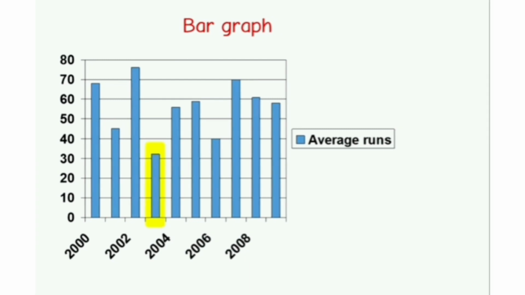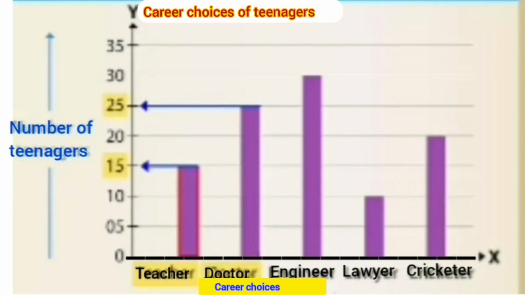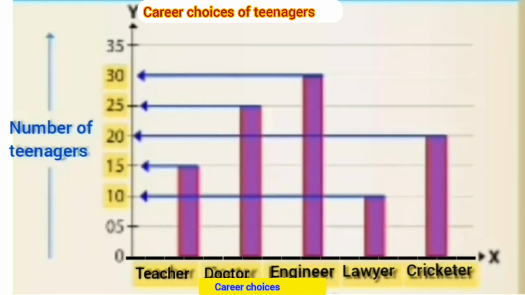Let's make sure we know how to read a bar graph before we start drawing. Here we have a bar graph of career choices of teenagers. Observe this bar graph carefully and try to answer some questions based on this graph. Which career do the teenagers prefer the most? Here we have to look for the bar which is the tallest, that is engineer. Now we have to see the number at the top of that bar on the left hand side on the y-axis, which is 30. So that is our answer.